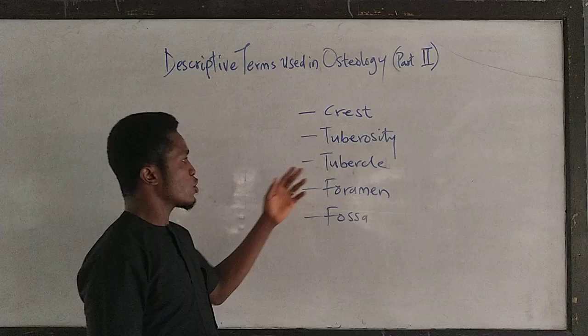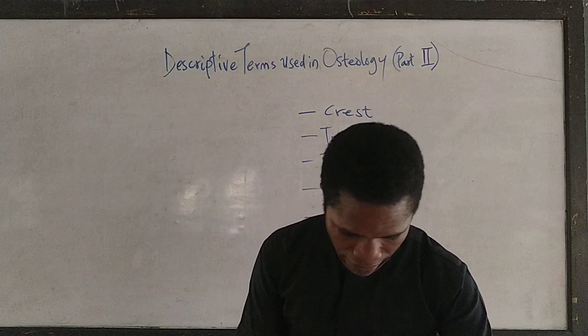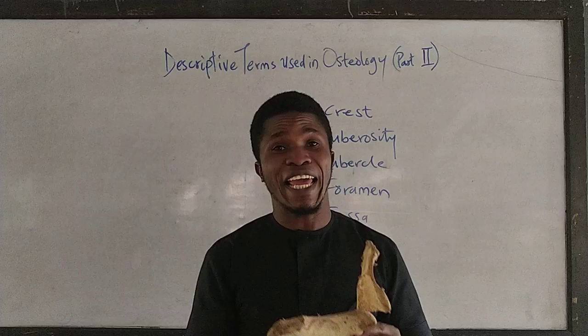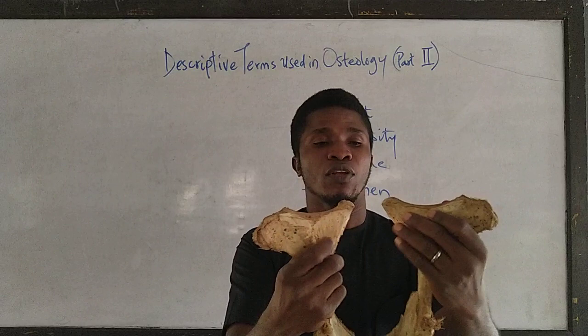So we shall start with crest. As usual, I'll be showing you examples with the bones I have before me. So the first term here is the crest. A crest is actually a roughened edge of a bone. An example I have here is the iliac crest. These are the wings of ilium. So this is the iliac crest, and this is the iliac crest.